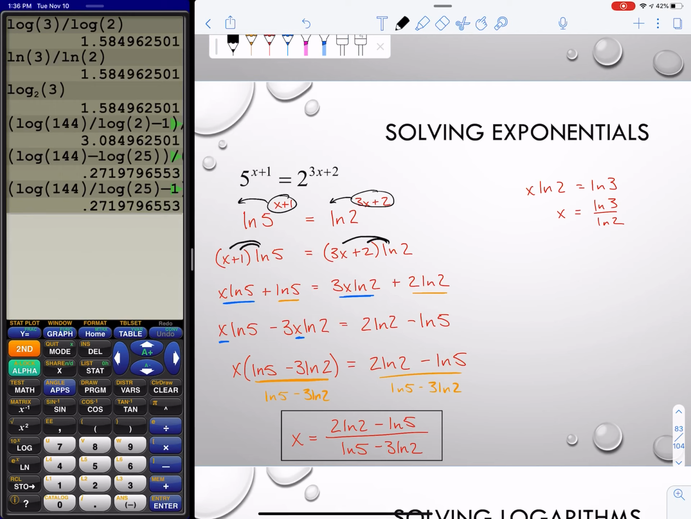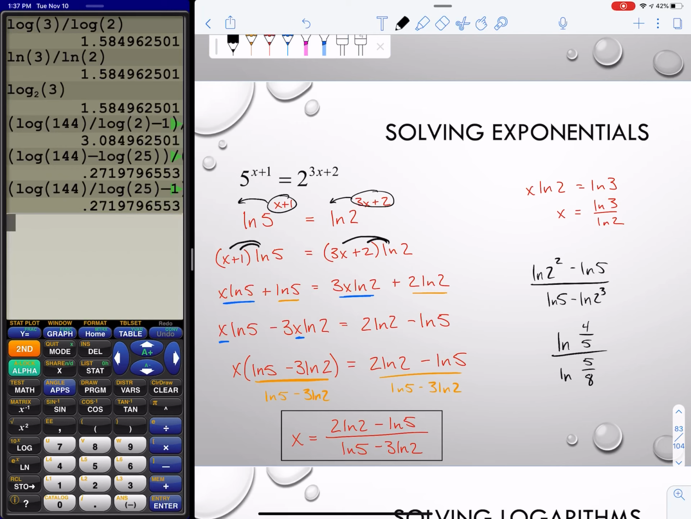Please stop here. Now, if you're sitting there thinking, well, I'm an overachiever, I can simplify that more, you're right, you can. I could use a power rule in my numerator to rewrite as natural log of 2 squared minus natural log of 5, over natural log of 5 minus natural log of 2 cubed, right? And then I could use quotient rules in both numerator and denominator. I could rewrite that as the natural log of 4 over 5, over the natural log of 5 over 8.